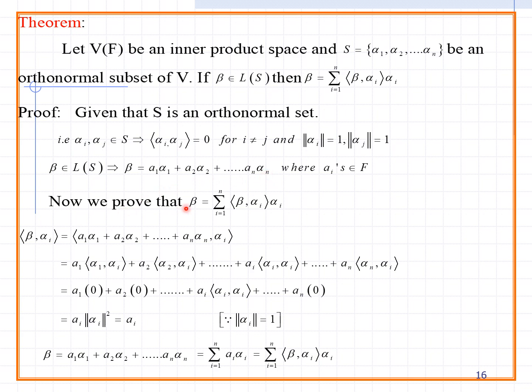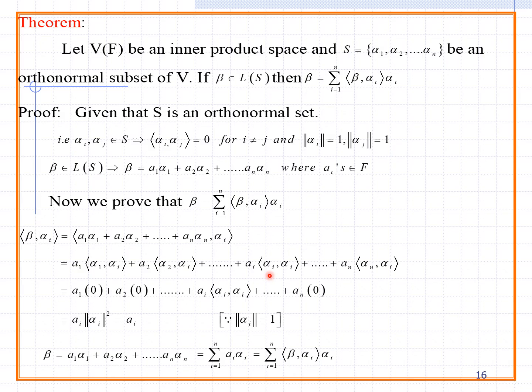Now we prove that beta equals the summation from i equal to 1 to n of the inner product beta comma alpha i into alpha i. First, take the inner product of beta comma alpha i. Beta comma alpha i equals, since beta is a1 alpha 1 plus a2 alpha 2 and so on up to an alpha n, the inner product with alpha i. The scalar a1 comes outside of the inner product, multiplying the inner product of alpha 1 and alpha i. The same pattern follows up to the nth term. So the inner product of alpha j comma alpha i equals 0 for j not equal to i, which means those terms are 0 by the condition. Finally, the ith term remains.